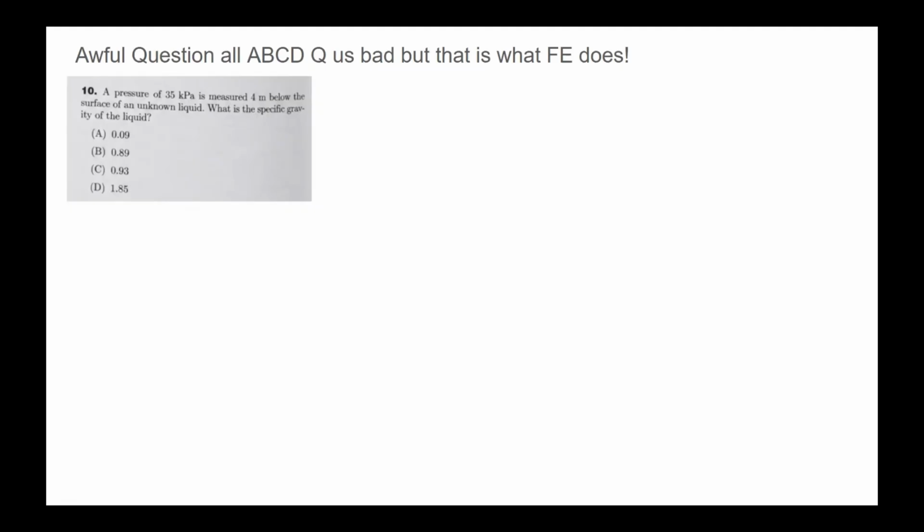Pressure of 35 kilopascals is measured 4 meters below the surface of an unknown liquid. What is the specific gravity? Okay. So I'm not going to do the whole Navier-Stokes equation again. Obviously, it's just going to be rho g h instead. And then you're going to say, what is this? SG, right? You're going to get the specific gravity equal to rho liquid divided by rho water. You're asking for specific gravity. Okay, fair enough. I think we have everything.